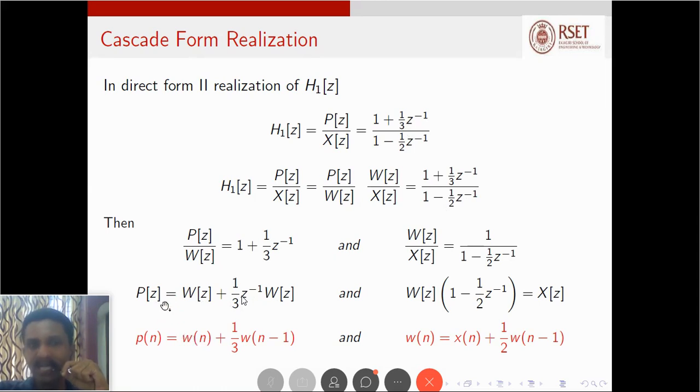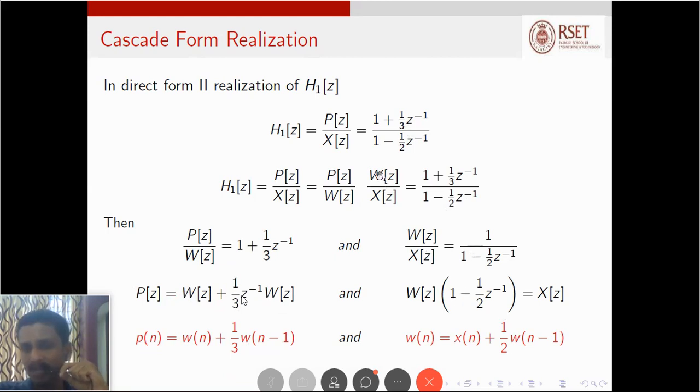And if you are taking the inverse Z transform, you will get p of n is equal to w of n plus 1 by 3 w of n minus 1.